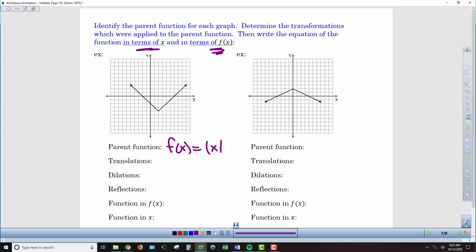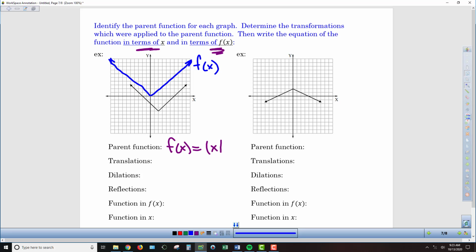So we want to see how this graph is different from its parent. If we recall, the parent graph looks like this, where it's got slopes of 1 and -1 on the sides, its vertex is at the origin, and it's opening upwards. So just sketching that in so that we can have that to work with as a guide.